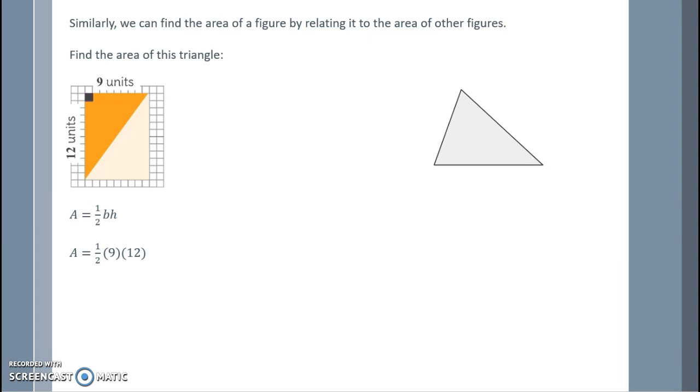So our base and height are 9 units and 12 units. So when we multiply them all together, oops, went a little too fast, 54 square units.